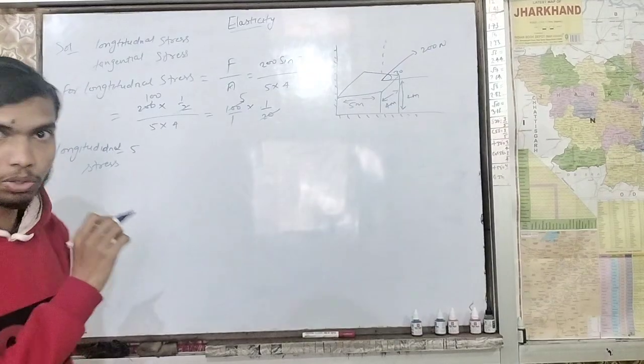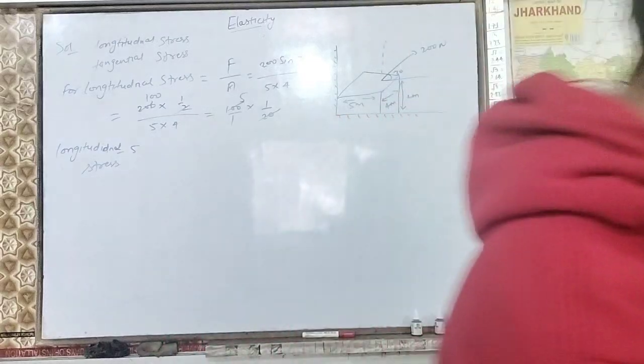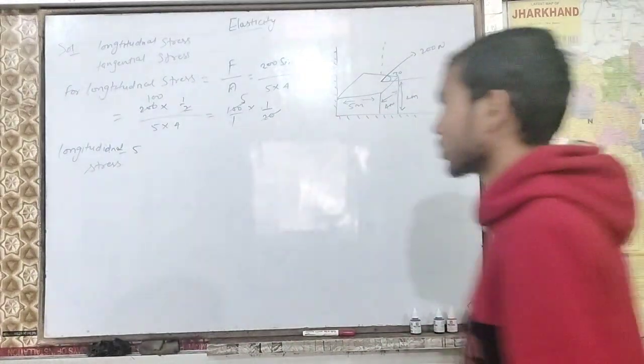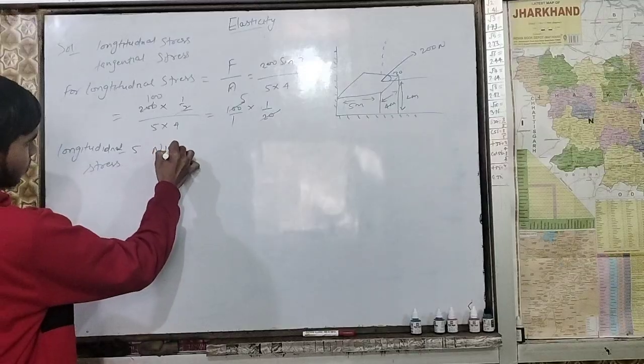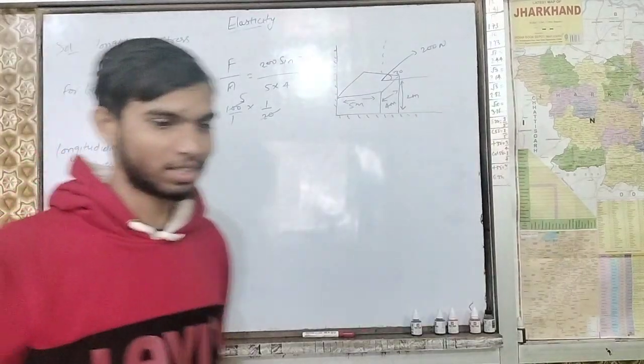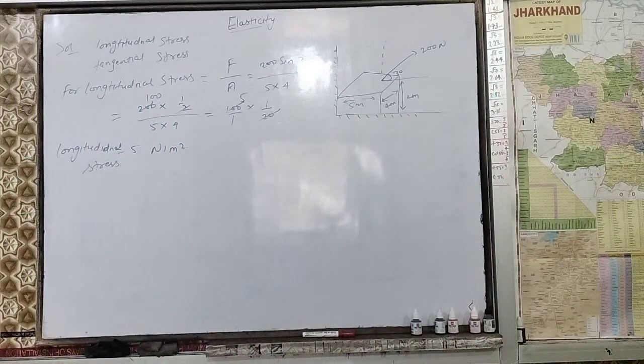But remember, it has a unit. It is not unitless or dimensionless. Strain is dimensionless. So the unit for this would be, I think, Newton per meter square. This is how you will find the answer.